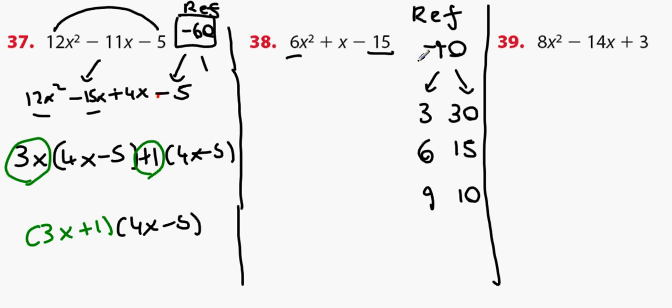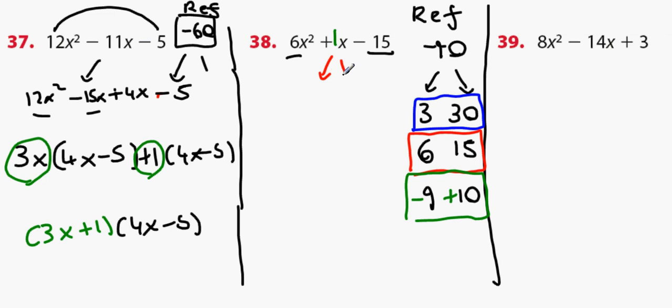Okay, so we have a blue choice that differs by 27. We have the red choice that differs by 9, or we have the green choice that differs by 1. And this is the one we're looking for. We're looking for plus 10 and minus 9. Minus 9 plus 10 gives you 1x. So what we can do is break up this 1x into minus 9x plus 10x.